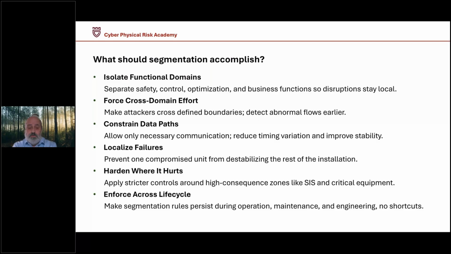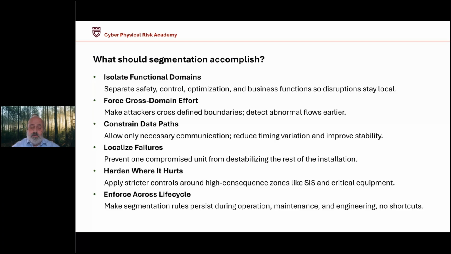When you start segmenting, you can also scale your security based upon a particular zone. One zone might have a more strict security than another zone, and having different levels of security saves you money, saves you complexity, and so that's another reason why we like to do zoning.